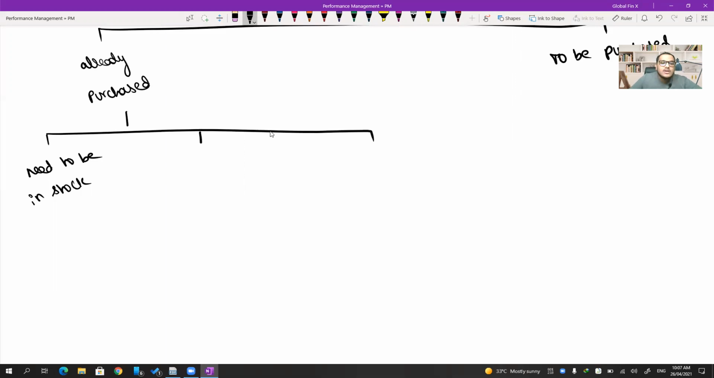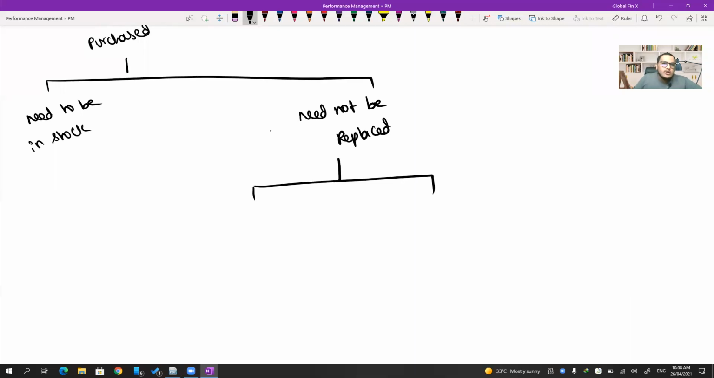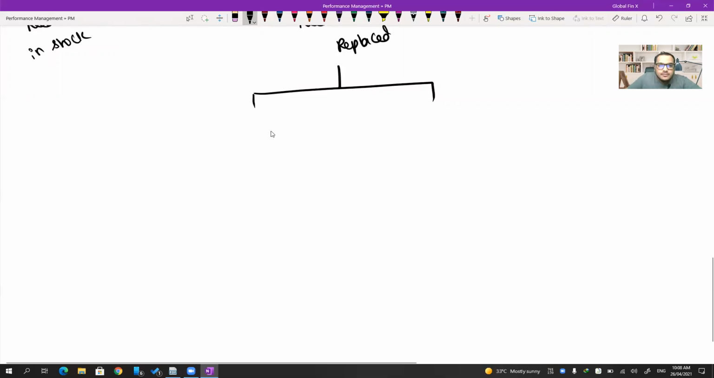Second possible case is need not be replaced. That means you purchased some stock a few weeks or few months ago and you are using that in the current project, but you don't need to replace that stock anymore. You don't need that stock only. So there are two possible cases again in that particular situation. What are the two possible cases? Case one is where it has an alternate use. Alternative usage is there for the stock, or no alternative usage.